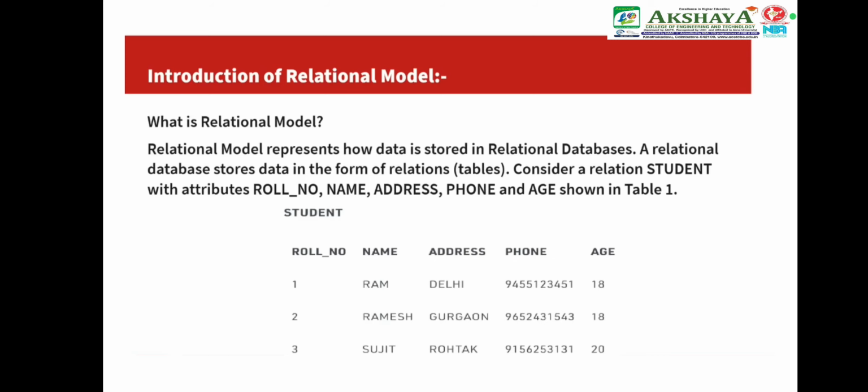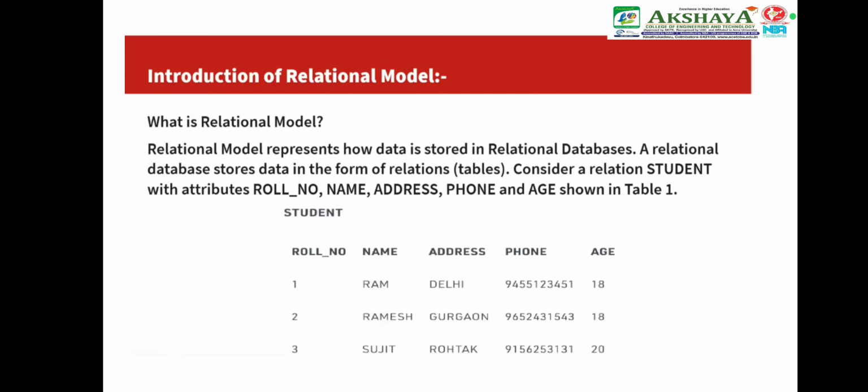Consider a relation, students, with attributes roll number, name, address, phone and age. The first row of the table is known as attributes. In the table, roll number, name, address, phone, age are attributes. Attributes are the properties that define a relation.